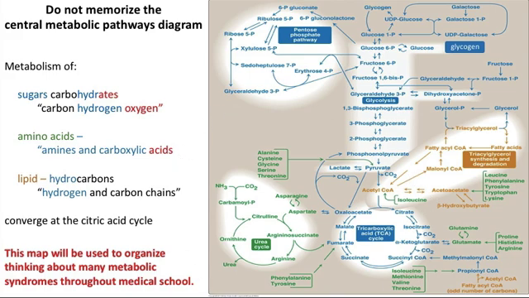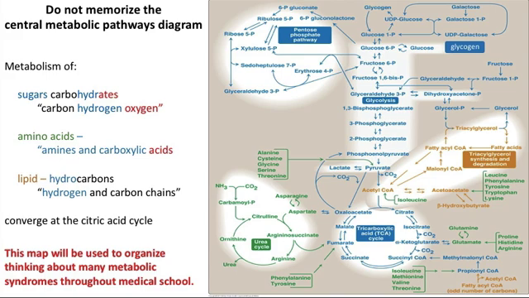And on the left of the figure, shown in green, are amino acids. Amino acids are compounds that contain an amine and an acid. So they're kind of like carbohydrates, except they have an additional amine group.